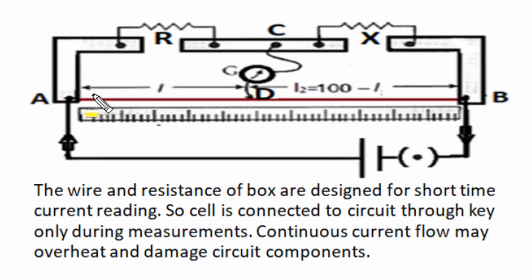In the meter bridge, this slide wire and the standard resistances of the resistance box are all designed for short time current reading. So this cell is connected to the circuit by this key only for a short duration for measurements, and a continuous current flow in these circuit components may overheat and damage them.